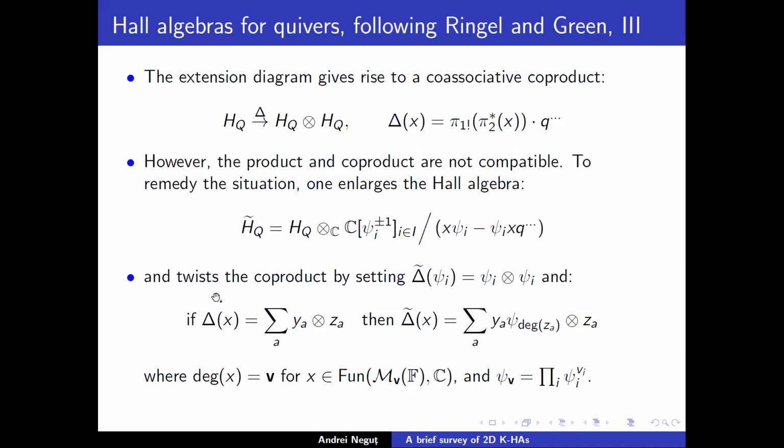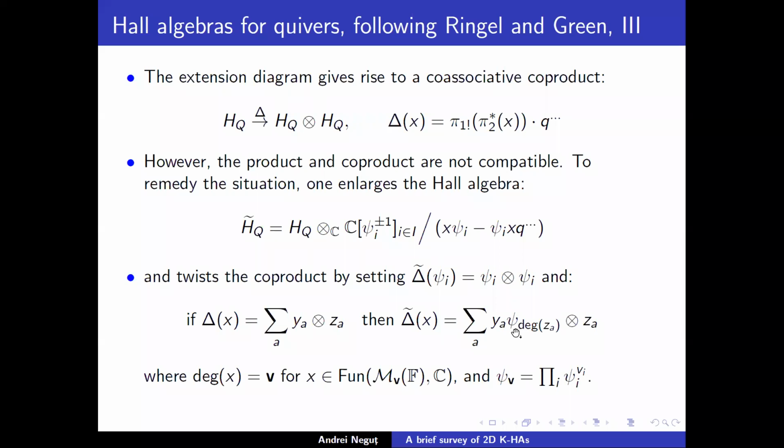And if the coproduct, which was defined up here, takes this form, the sum of y tensor ZA, then the new coproduct, this delta tilde, is defined here on the right. So the summands are the same, it's just that we put a product of psi generators in one of the tensor factors of each summand individually. So what you have over here on this line is a recipe for defining the coproduct delta tilde out of the coproduct delta.